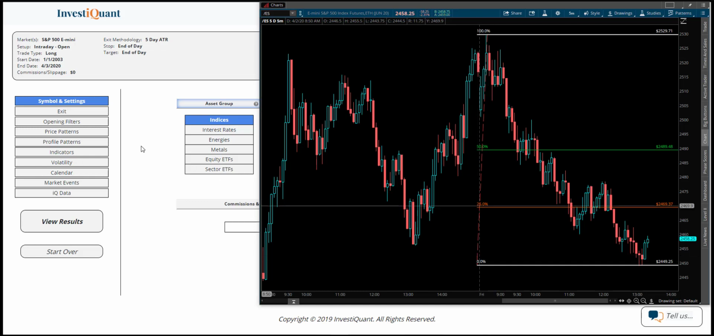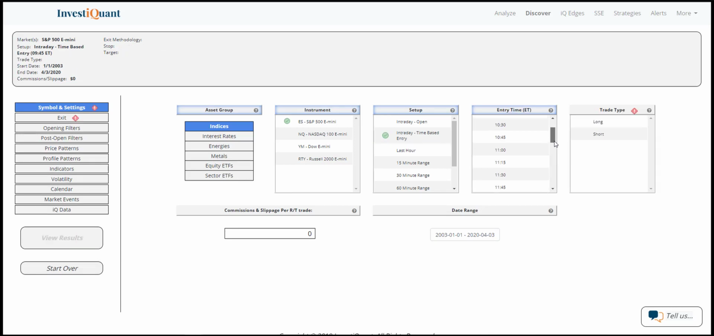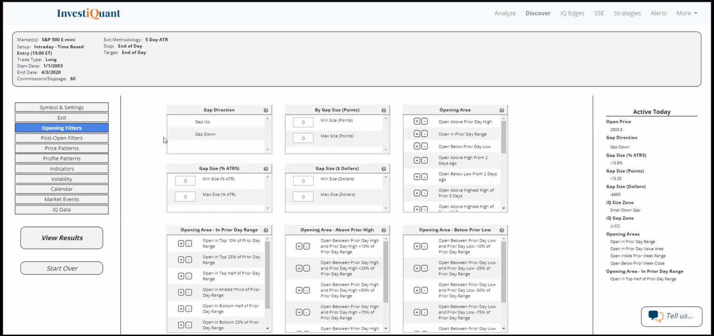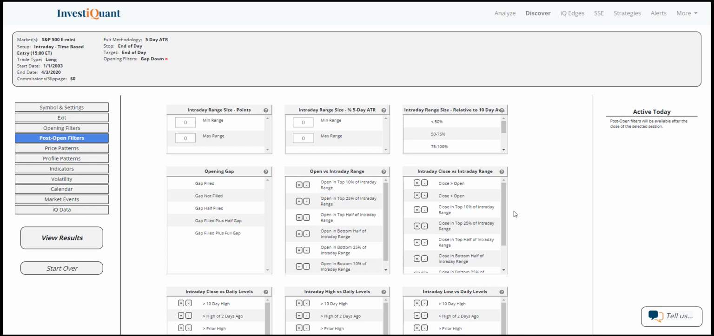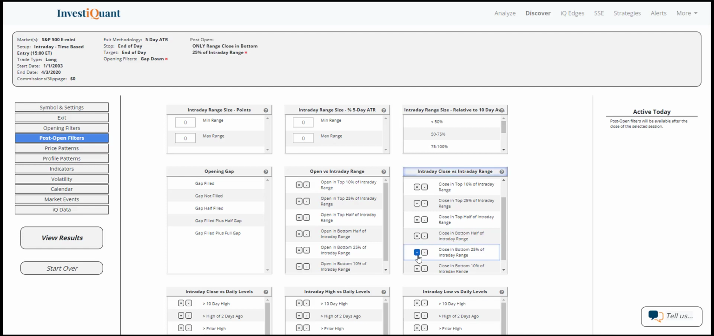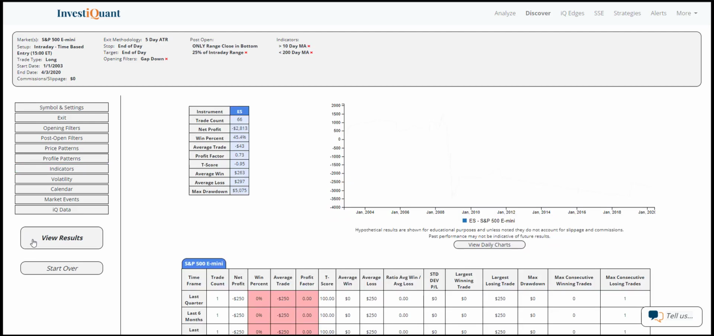So let me set up this pattern that we're going to look at based off of going long at 3 p.m. Eastern time when we are trading in the bottom quarter of the daily range. I'm going to set this up as a down gap. Come in here to this post-open filter section, and that's where I can put that we are trading in the bottom quarter of the range at 3 p.m. Indicators, I'm going to put this above the 10-day. We closed above the 10-day moving average yesterday, but below the 200-day moving average, and view results.